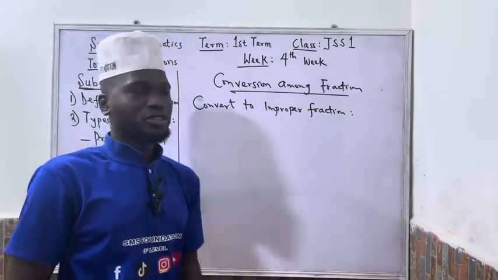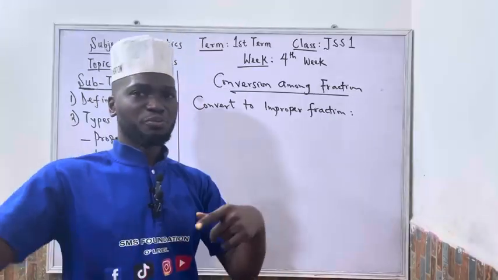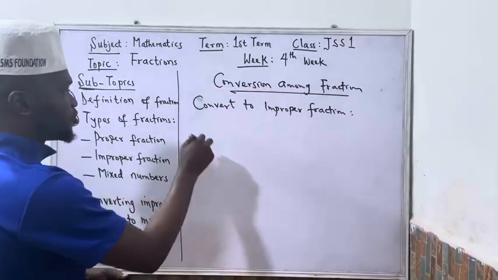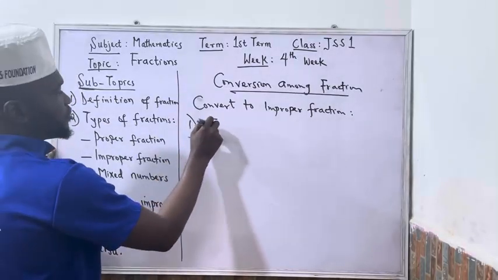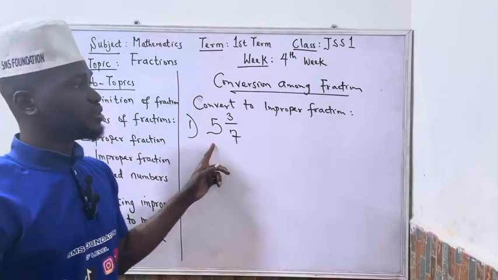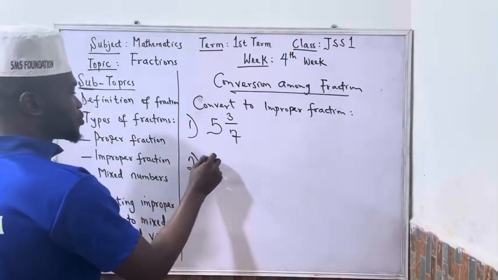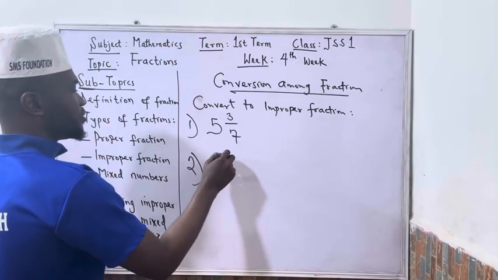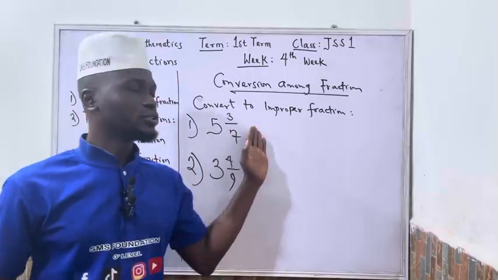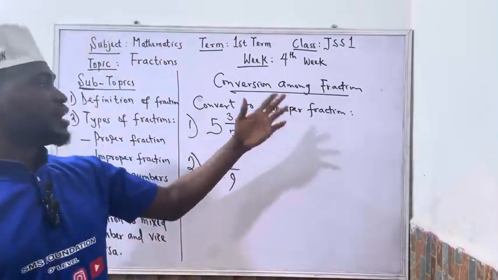That means you want to convert to improper fraction. That means the question must already be in mixed fraction. For example, the question can say 5 whole number 3 over 7. You want to convert 5 whole number 3 over 7. Another one can be 3 whole number 4 over 9. So you want to convert these. I'll just do these 2 examples and then get our answer.